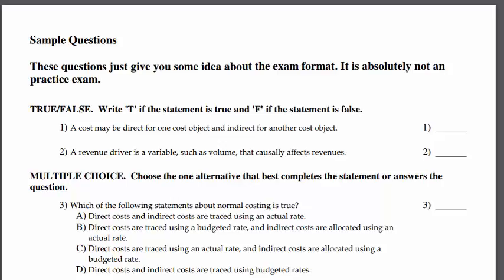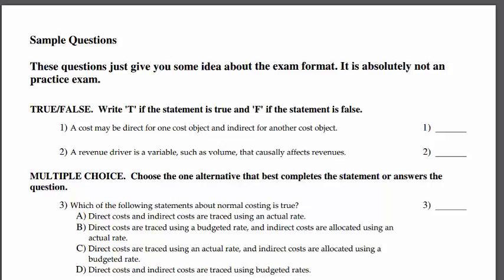Question 1. A cost may be direct for one cost object and indirect for another cost object. So we have mentioned this question in class many times. Definitely this is true. The second is a revenue driver is a variable such as volume that causally affects revenue, which is true also. So basically the more products you sell, the more revenues you will generate. So that's basically the idea here.